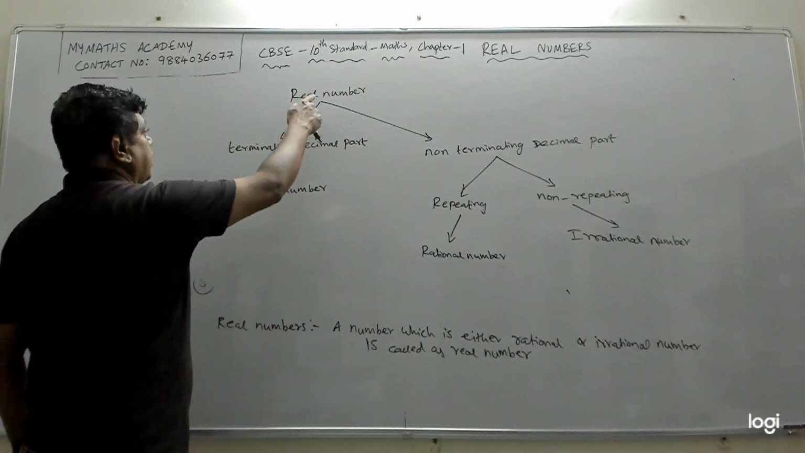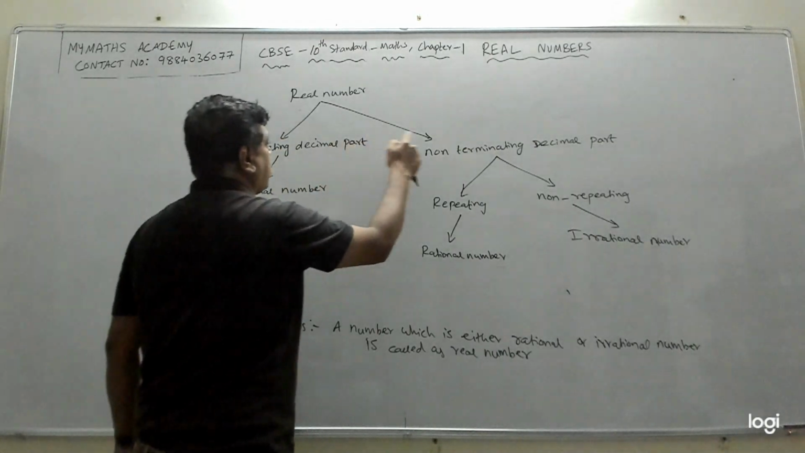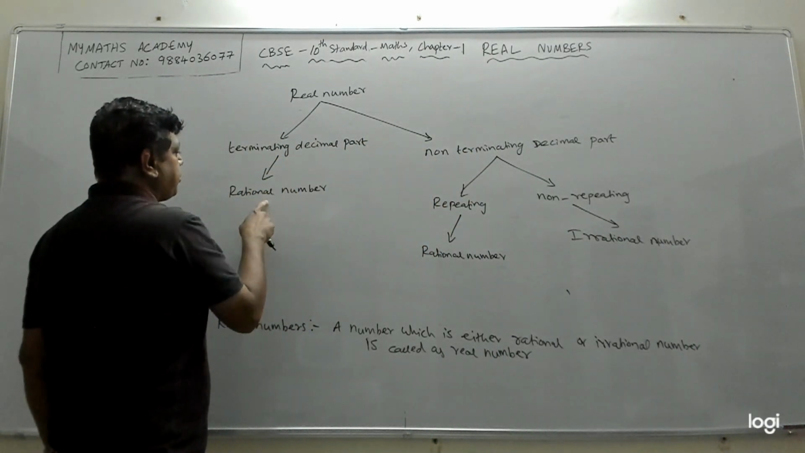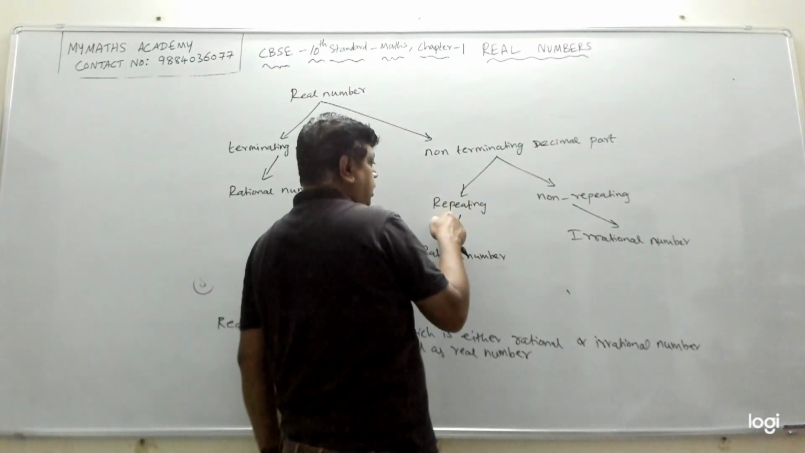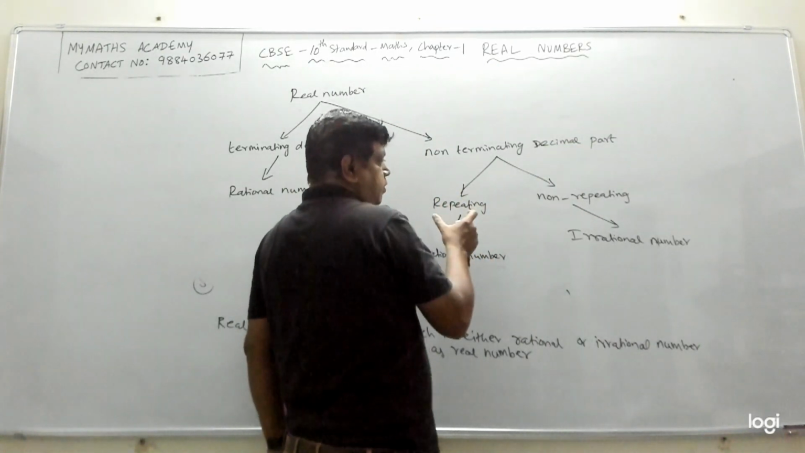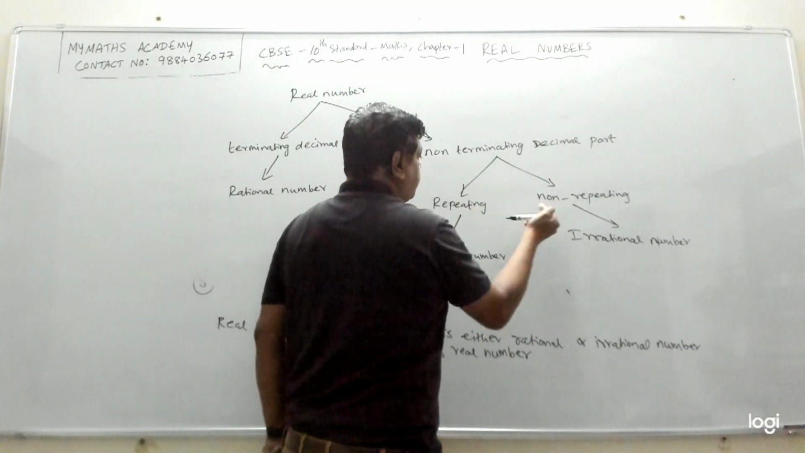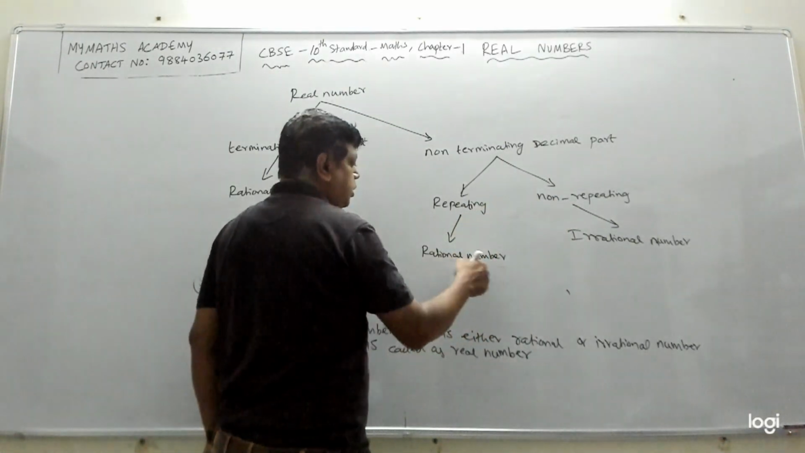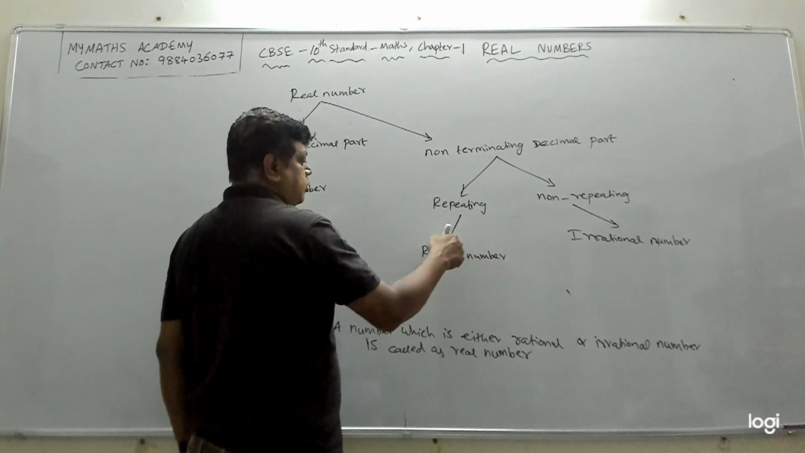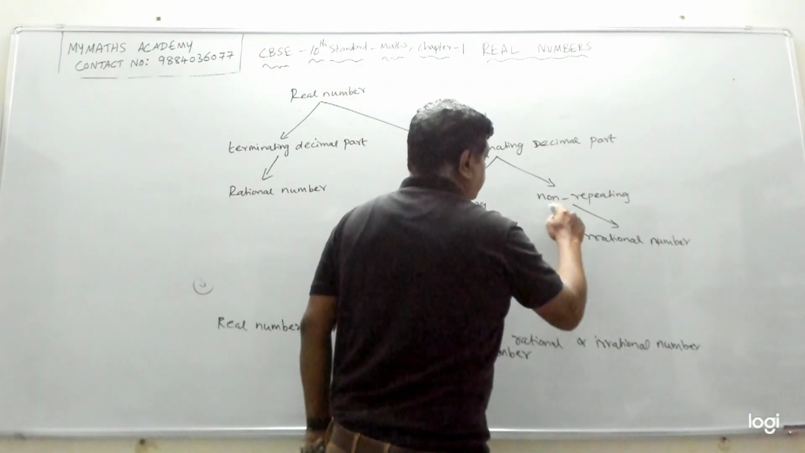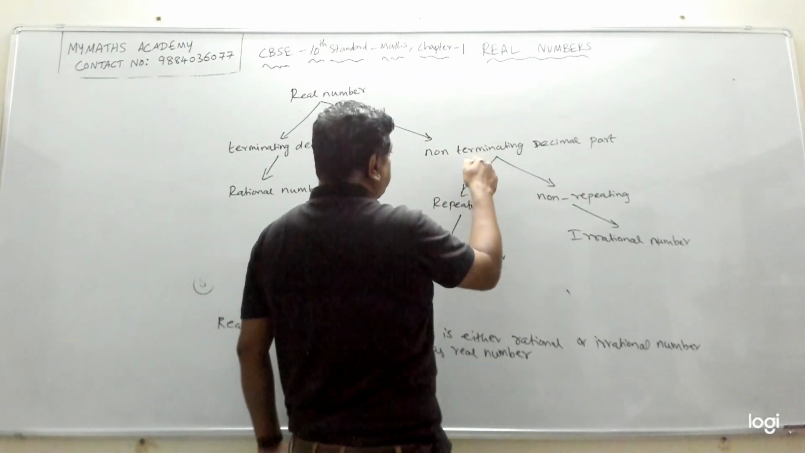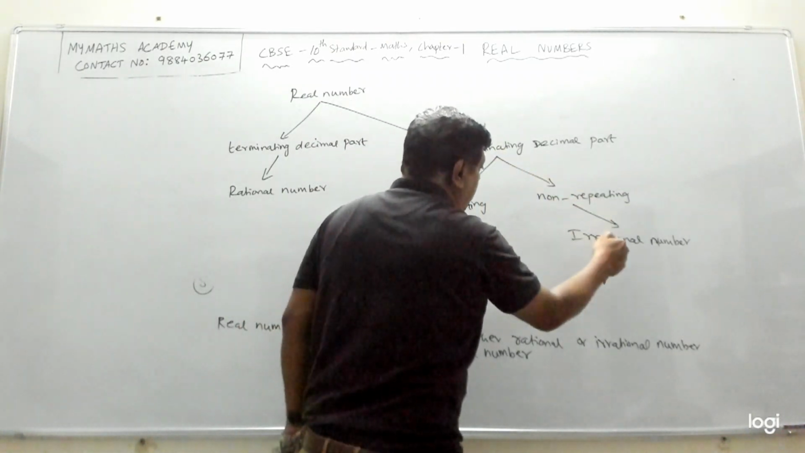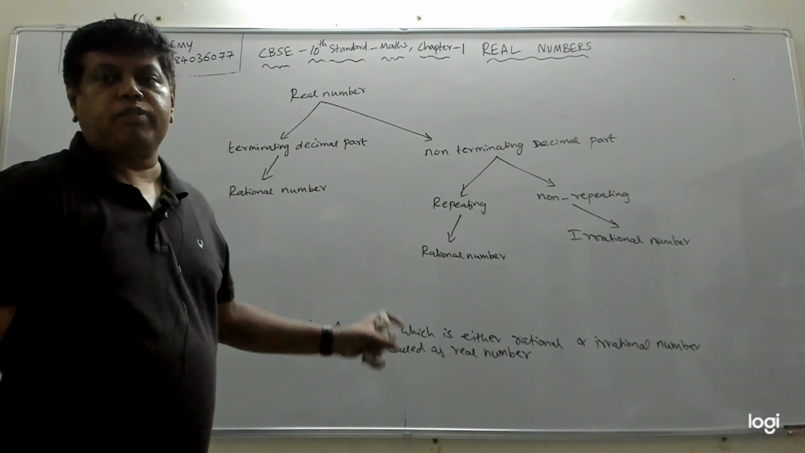So a real number can have either terminating or non-terminating decimals. If it is terminating, it is a rational number. If it is non-terminating, you check whether the numbers are repeating or non-repeating. If it is repeating, then also it becomes a rational number. If it is non-repeating, it is called an irrational number. That's why a number whose decimal part is non-terminating and non-repeating is called an irrational number. That is the definition of an irrational number.